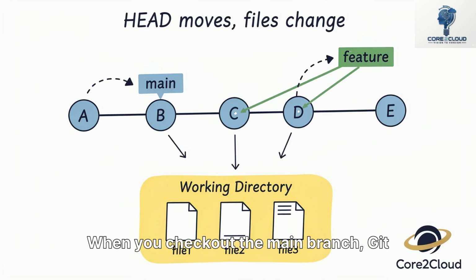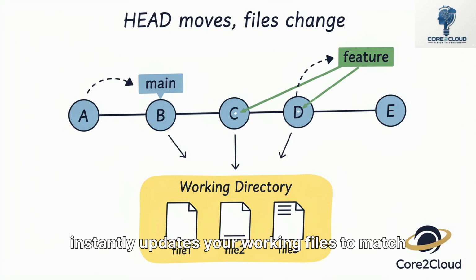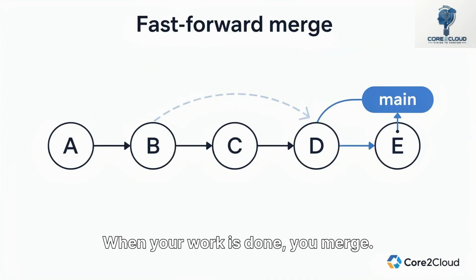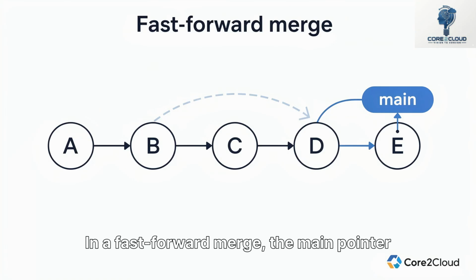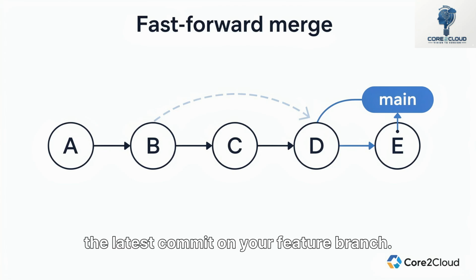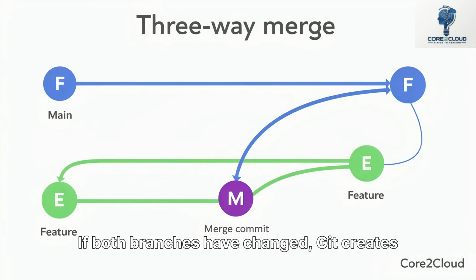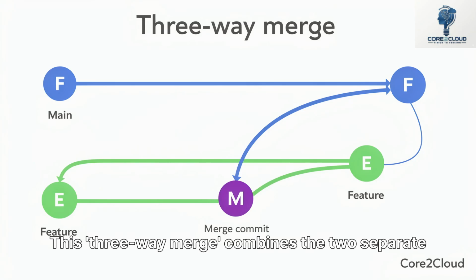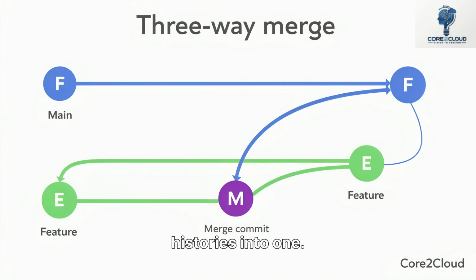When you check out the main branch, Git instantly updates your working files to match that version. When your work is done, you merge. In a fast-forward merge, the main pointer simply slides forward to catch up with the latest commit on your feature branch. If both branches have changed, Git creates a new purple merge commit. This three-way merge combines the two separate histories into one.